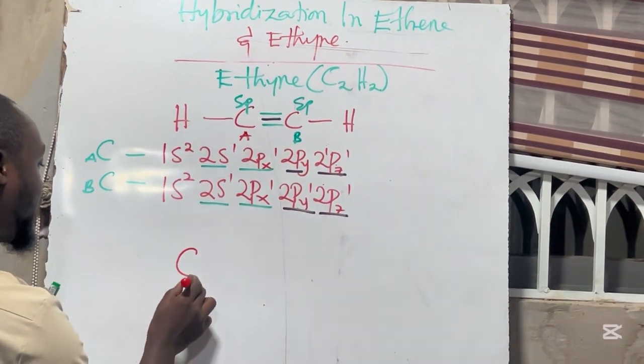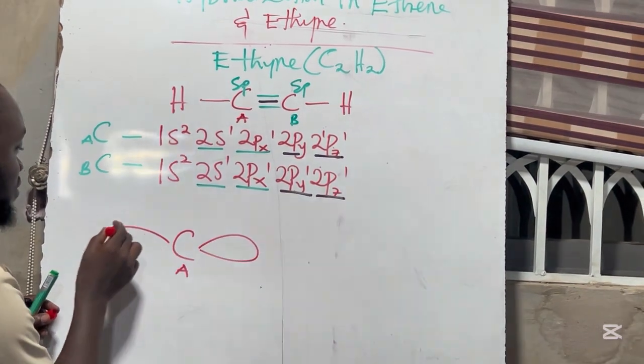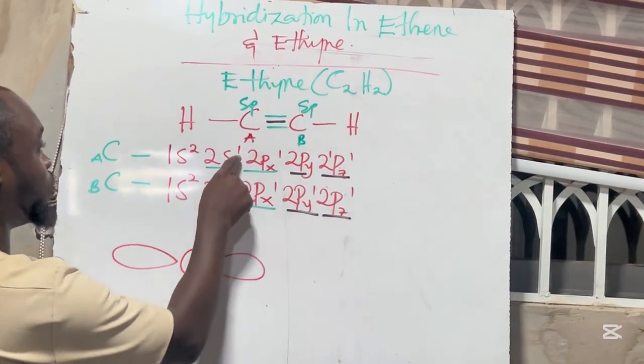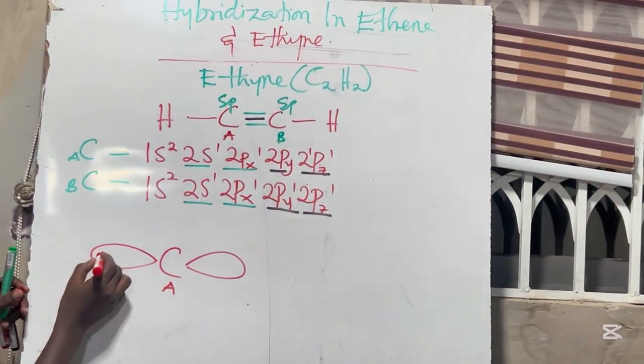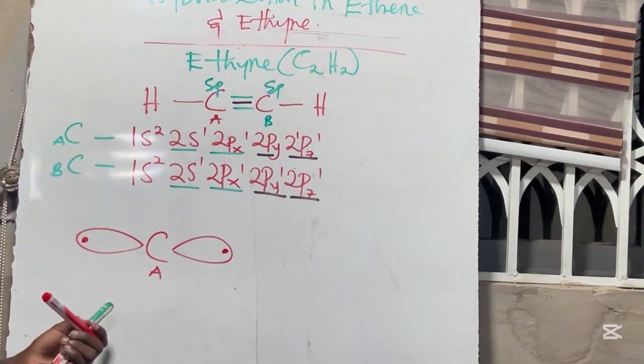So carbon A is undergoing sp hybridization. So I'm just drawing the shape of the sp. Don't forget, we mixed the s with electrons and px also with an electron. So we indicate the electron orientation here as well for carbon A. Then let's come to carbon B.